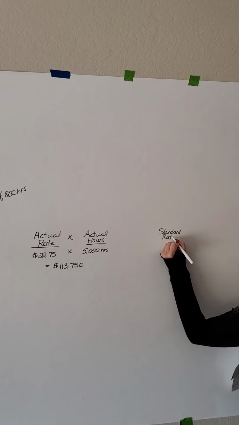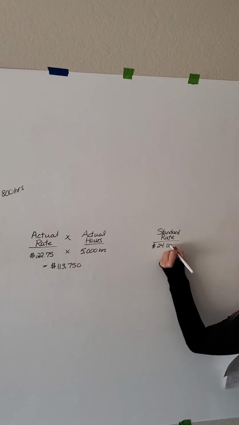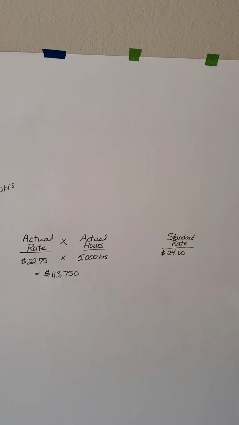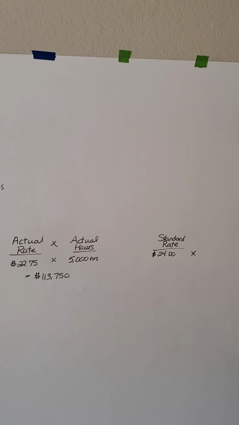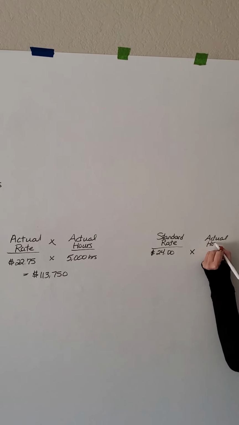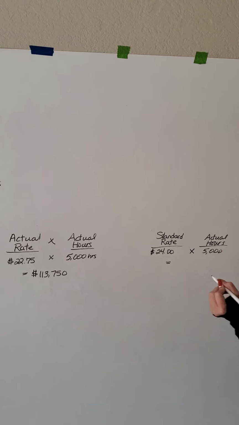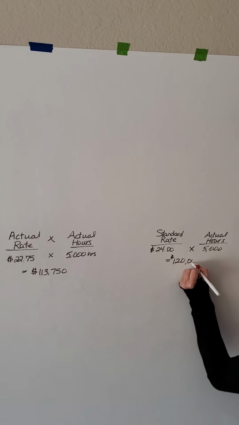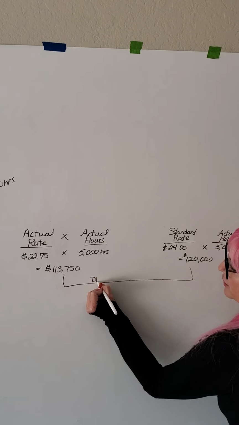I'm going to compare that to the standard rate, because remember, we're going to do the rate variance first, the standard rate. And the standard rate is $24 per hour. So we can see here already that the standard's $1.25 more than the actual rate. So this is going to be a pretty large favorable variance. And our actual hours, we compare it to actual hours because we're looking at the rate here. Actual hours of 5,000, and that's going to equal 120,000 even.